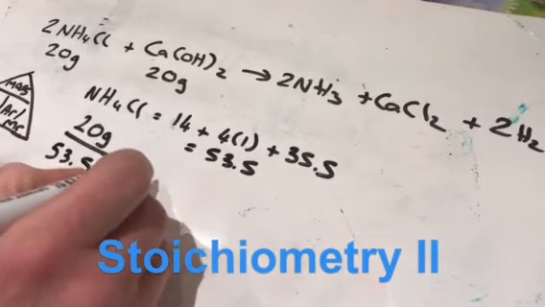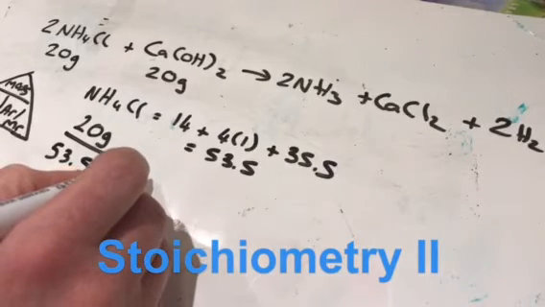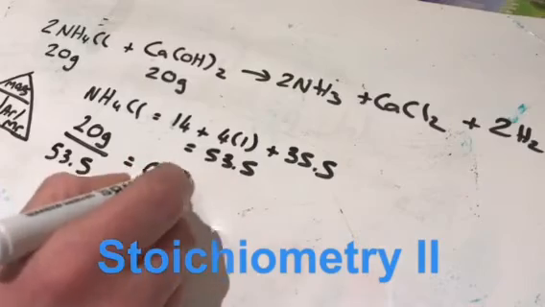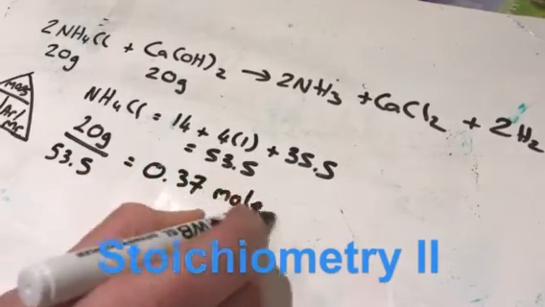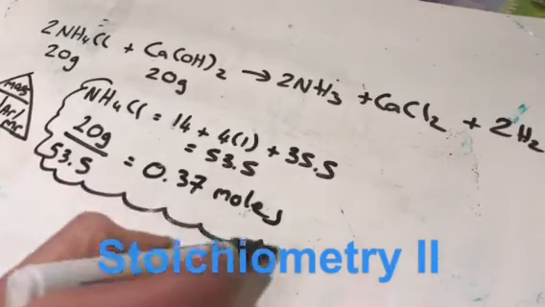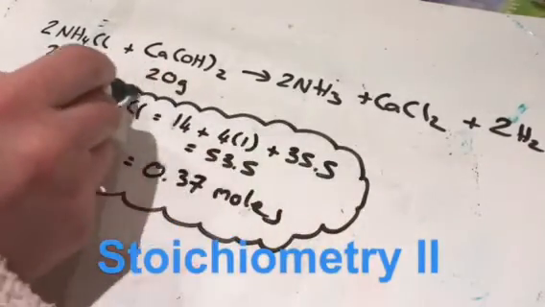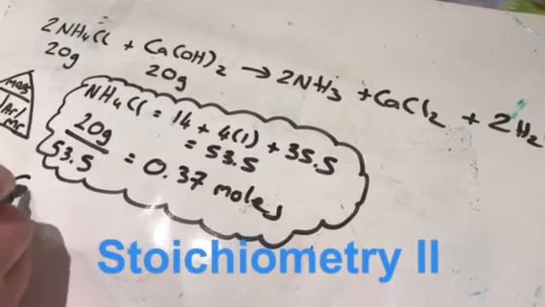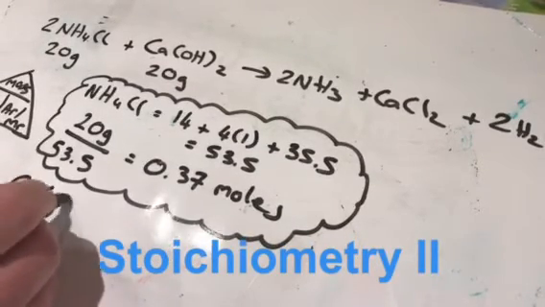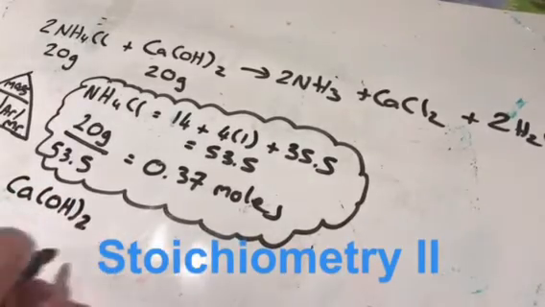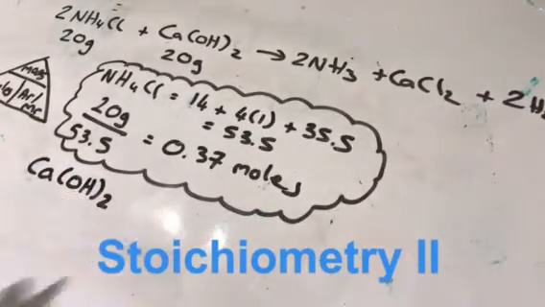So let's put that into our calculator there, and we get 0.37 moles. That's for your ammonium chloride. So I'll put a little bubble around that. That's not so bad. Now let's do the next one, which is your calcium hydroxide, CaOH2. Now remember, that bracket means you've got 2 oxygens and 2 hydrogens there. So let's give this a go.